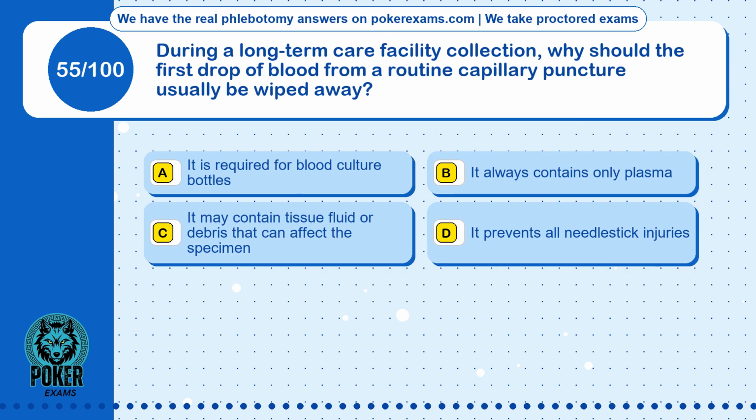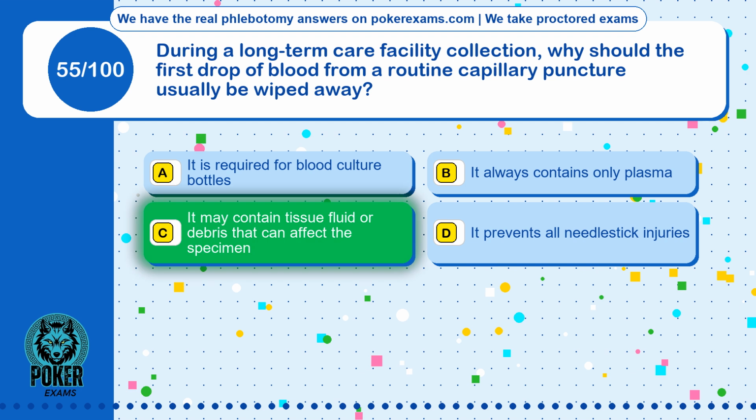Question 55. During a long-term care facility collection, why should the first drop of blood from a routine capillary puncture usually be wiped away? Option A. It is required for blood culture bottles. Option B. It always contains only plasma. Option C. It may contain tissue fluid or debris that can affect the specimen. Option D. It prevents all needle stick injuries.